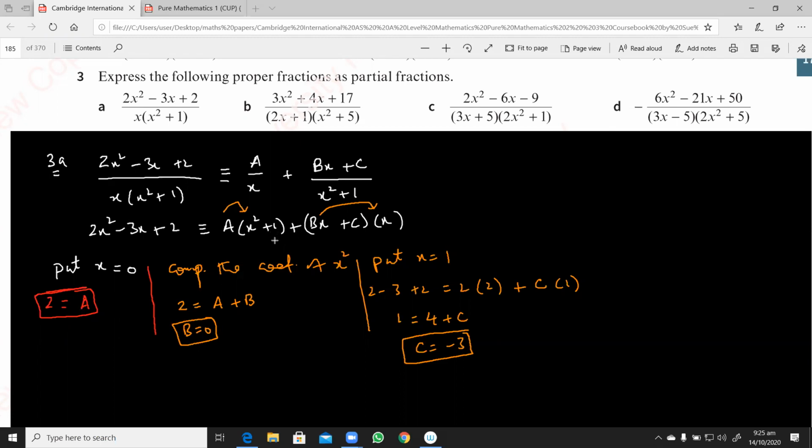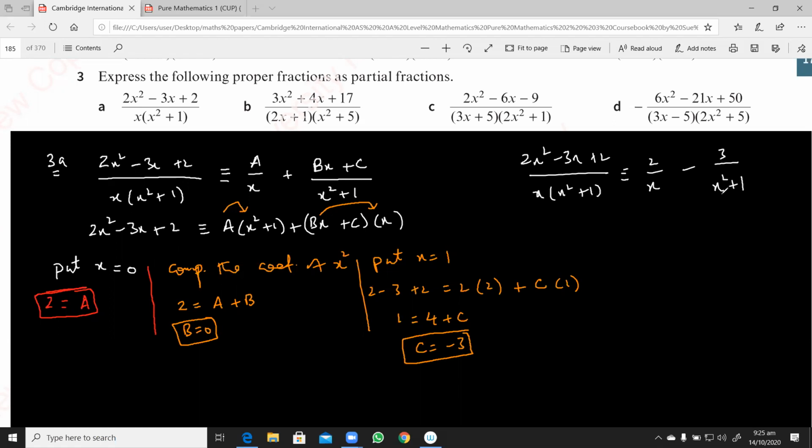Okay, so you have to find out the ways to save your time and to get to your solution as accurately and as quickly as possible. So this fraction is going to be 2x squared minus 3x plus 2 over x into x squared plus 1, which is the same as 2 over x and minus 3 over x squared plus 1.